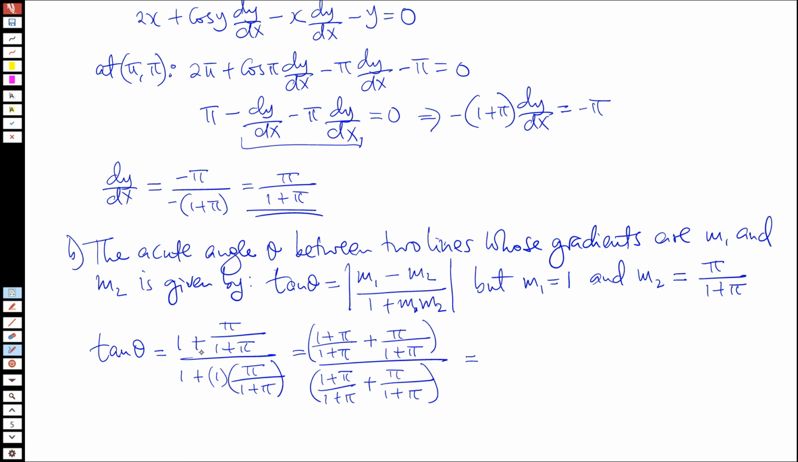oops, I think I made a mistake. This is minus here, so that's minus. So if you subtract these two, that will just be equal to 1 over 1 plus π, over, now here, π plus π, that will be 2π plus 1, so 2π plus 1 over π plus 1. Now if you divide this, of course the denominators are the same, so they will just cancel out, so you'll end up with 1 over 2π plus 1.